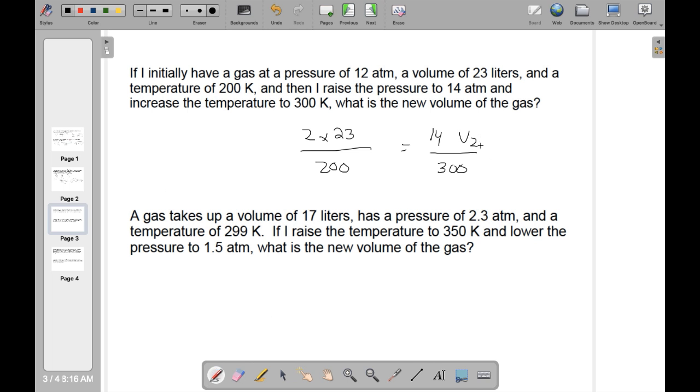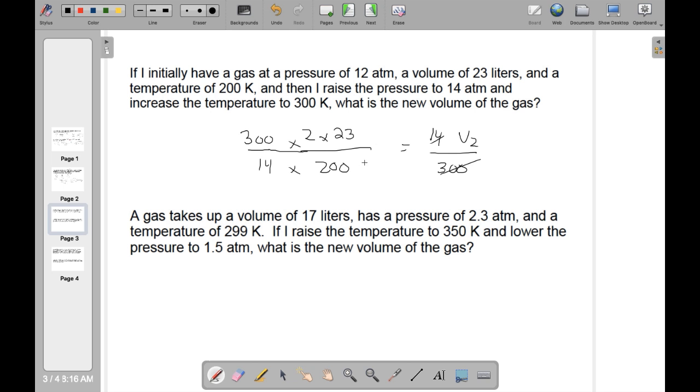How do I get V2 on one side by itself? And the answer is, on this side, I will just multiply this side by 300 over 14. So if I do that, this will cancel and this will cancel. So I'll have V2 over here. But then I got to multiply this side by 300 over 14. So essentially, I'm going to get 300 times 2 times 23 over 14 times 200. Okay, I've seen people make that mistake before.